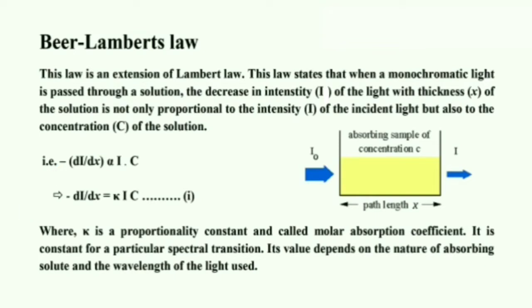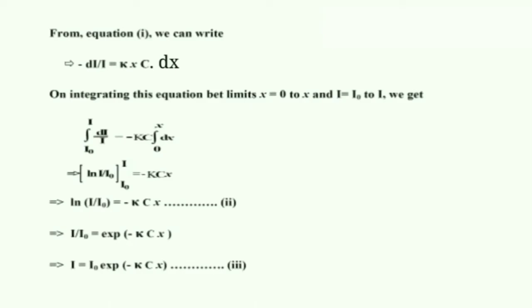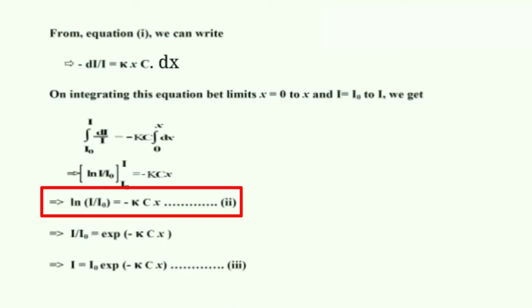Okay, so now from equation 1 we can write that minus dI by I is equal to kappa into C into dx. Now on integrating this equation within limits x equal to 0 to x and I equal to I0 to I, we get integration I0 to I dI by I equal to minus kappa into C into integration 0 to x dx. It gives ln I by I0 equal to minus kappa into C into x, and give it equation number 2.